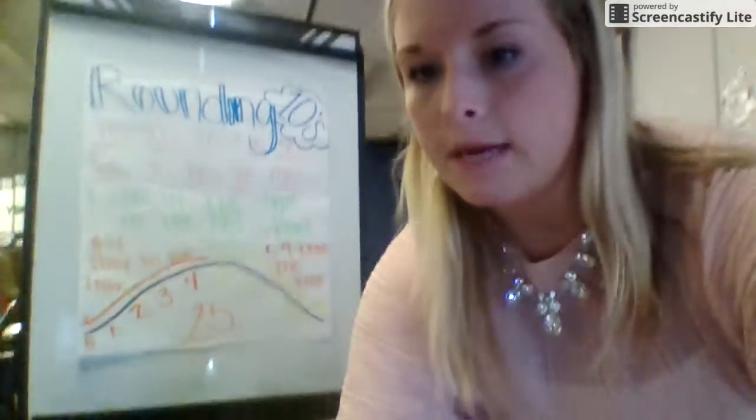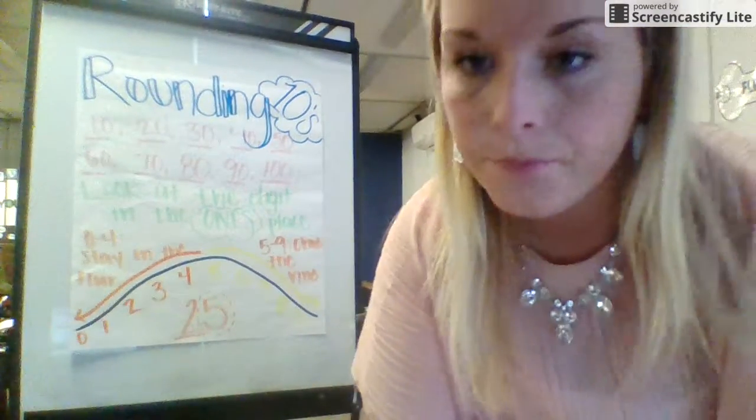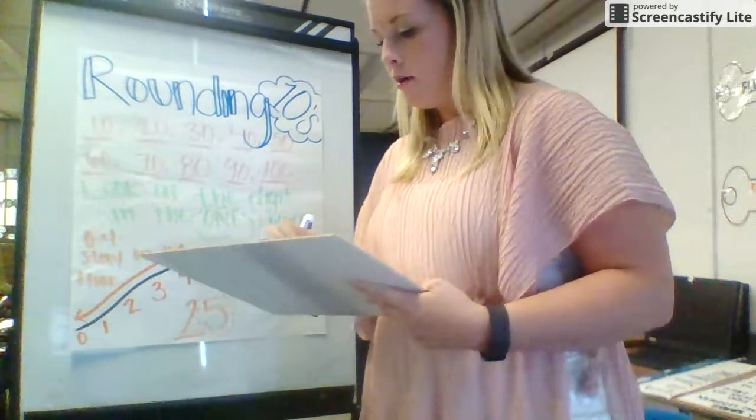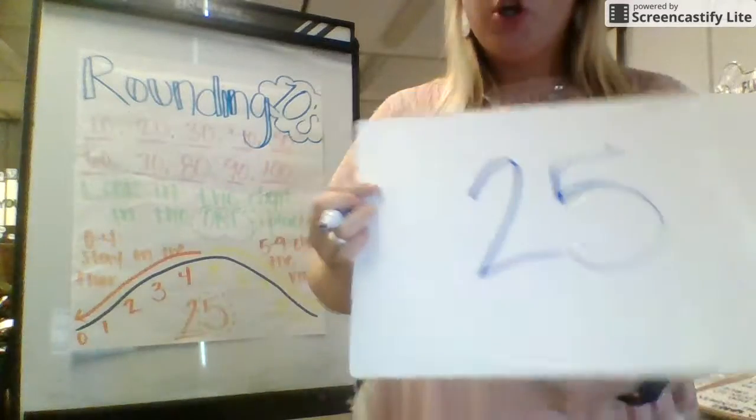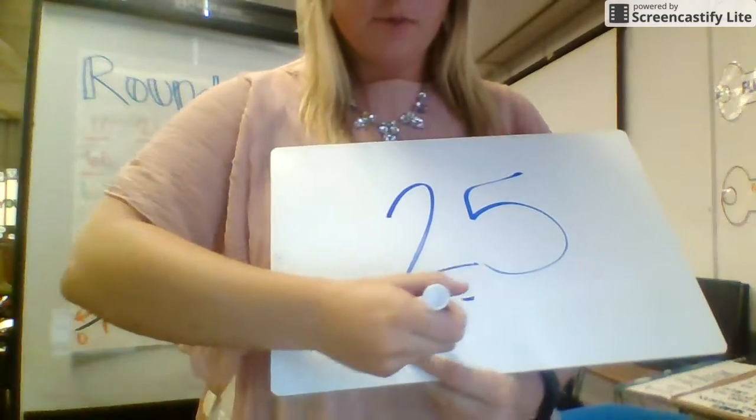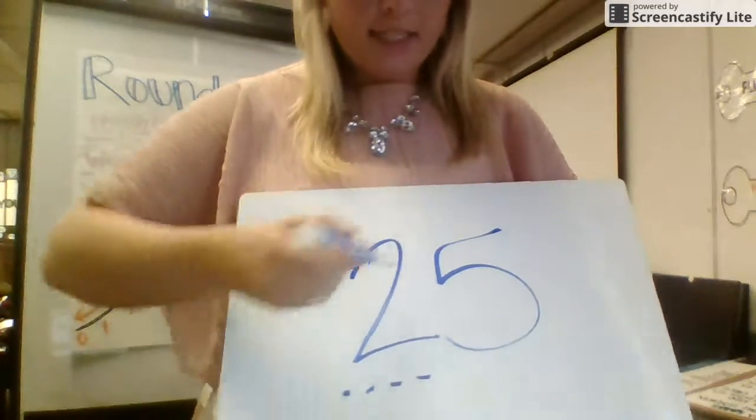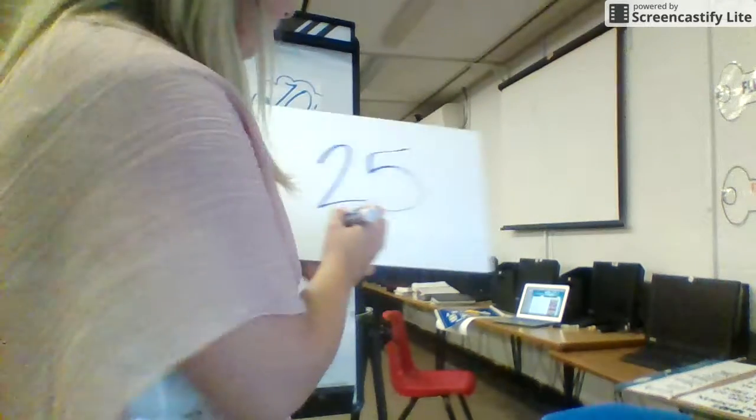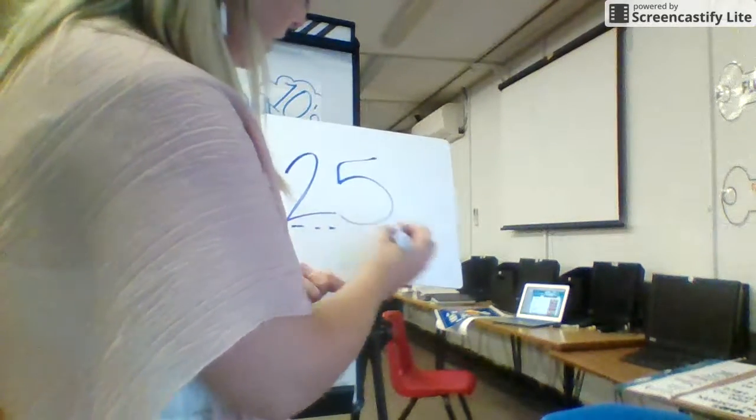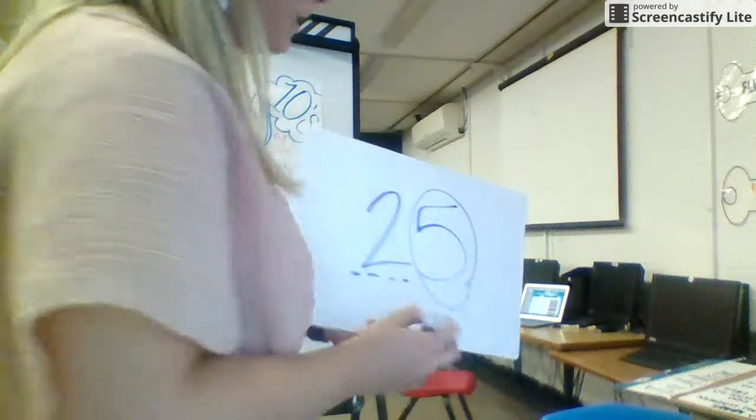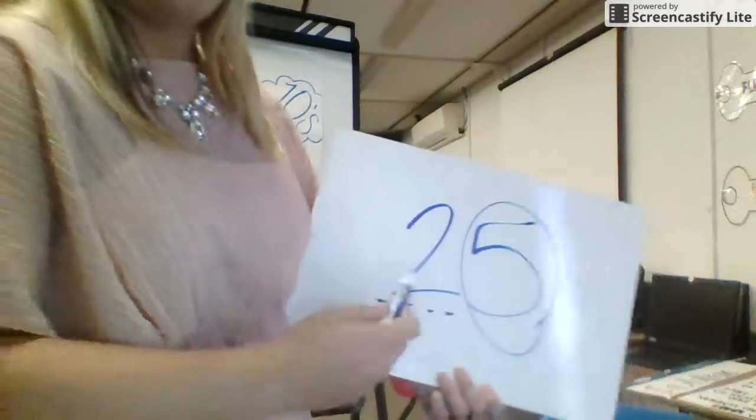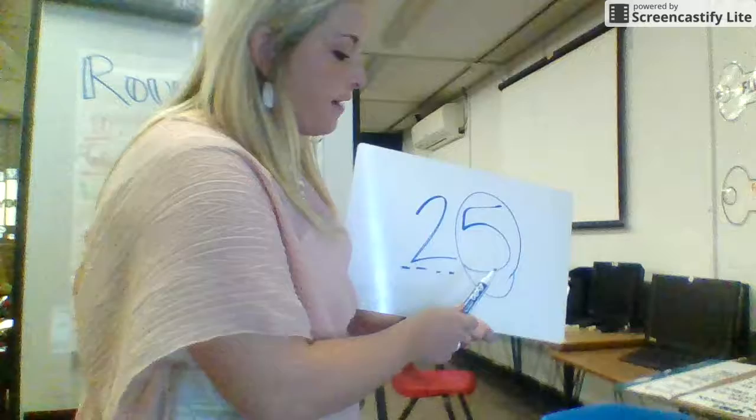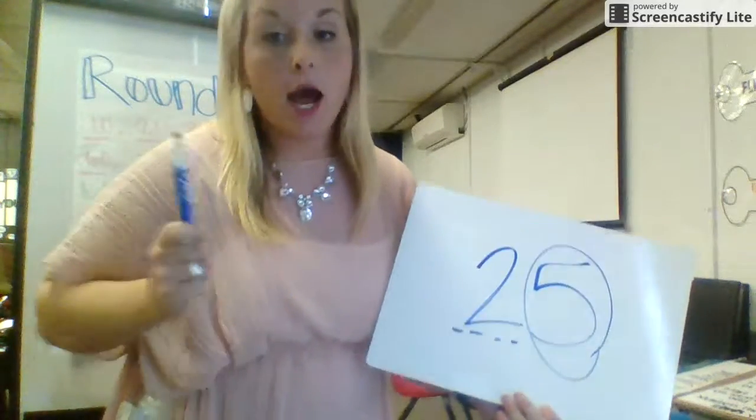So, for example, we have the number 25. And with the number 25, we're going to go over the fact that the 2 is in the ones place. I'm going to put a little dot. And the 5 is in, what am I talking about? I'm sorry, I was backwards. The 2 is actually in the tens place. The 5 is in the ones place. So for 25, see, Miss Erickson makes mistakes too. And our 5 is going to determine whether or not we round up or down.